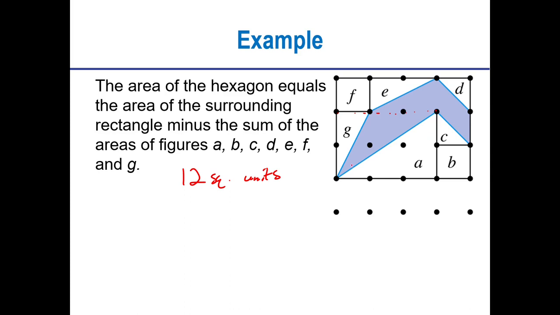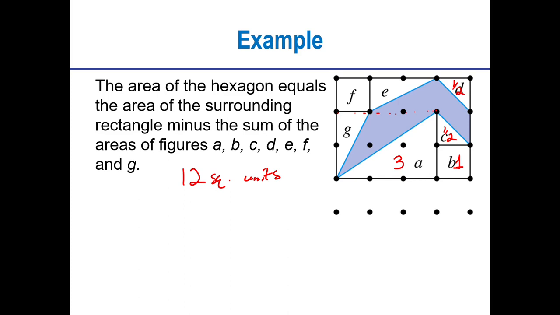This rectangle here has an area of 6 because it's a 2 by 3. So I know the area for A must be half of that, since it's half of the rectangle, so the area must be 3 square units. For B, it's just a 1 by 1, so we know the area is 1. C, we know that's half of a 1 by 1, so the area is 1/2. And similarly, D is the same, so D has an area of 1/2.